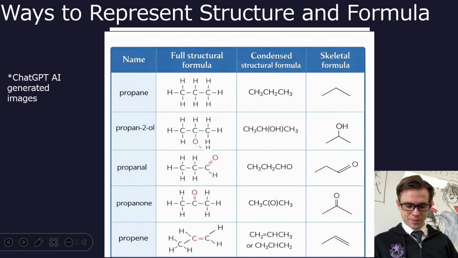So in that skeletal formula, the left carbon has only 1 bond. That means it has 3 hydrogens attached. The central one has 1, 2, 3 bonds total, so it has 1 hydrogen attached. And the one on the right has 2 bonds, so it has 2 hydrogens attached.